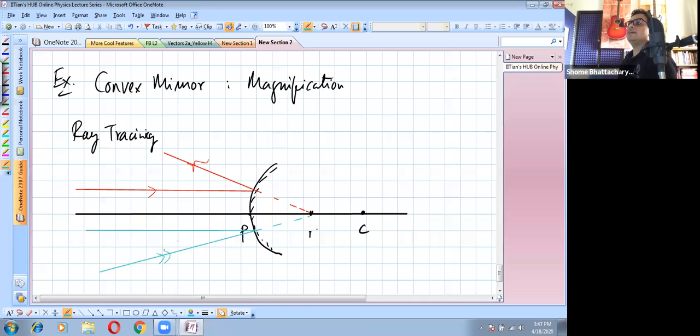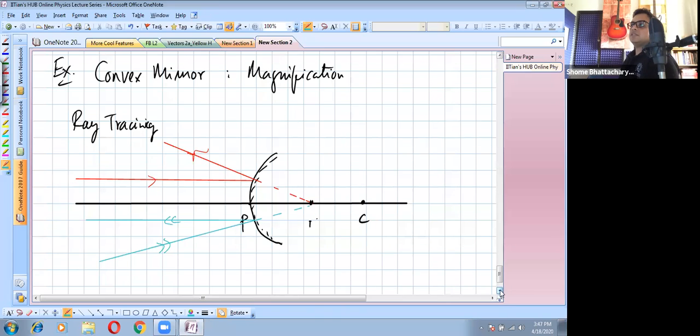So you can see that if you just apply reversibility on the first ray that I have drawn, the red colored one, it is the same thing. This ray, after reflection, will become parallel to the principal axis, right? That is the thing. Okay.